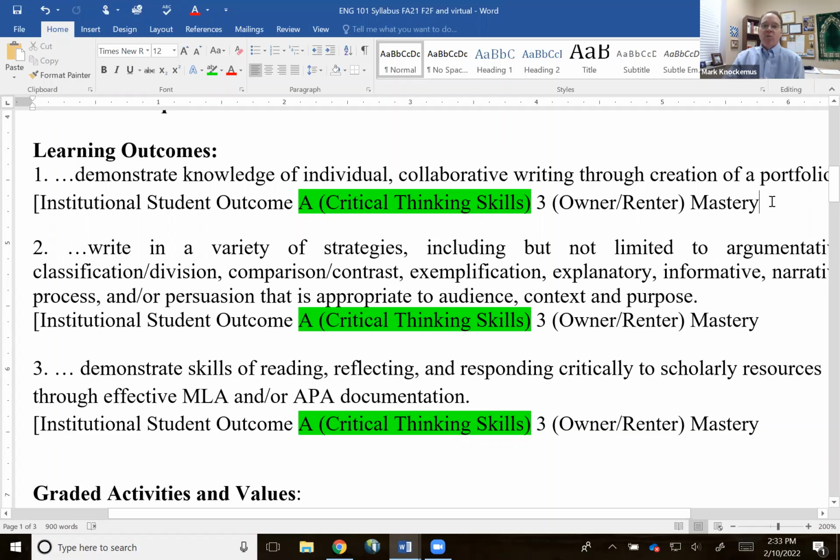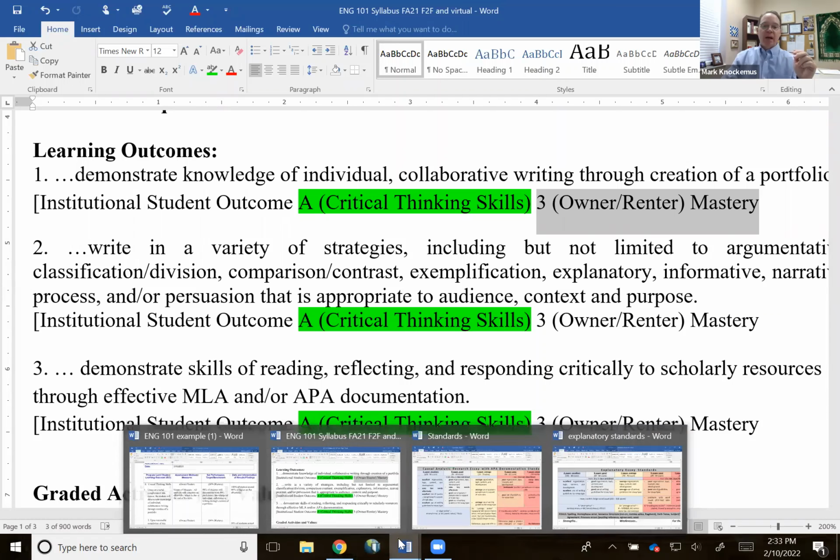And then here as well, we see some more information from the student learning outcomes, the owner, renter, as well as mastery. Chances are those will be different on yours, but that's where this information is coming from. It's coming from your course syllabus. That's why it's so important, again from the effective teaching class, to have that syllabus, have everything buttoned up tight.